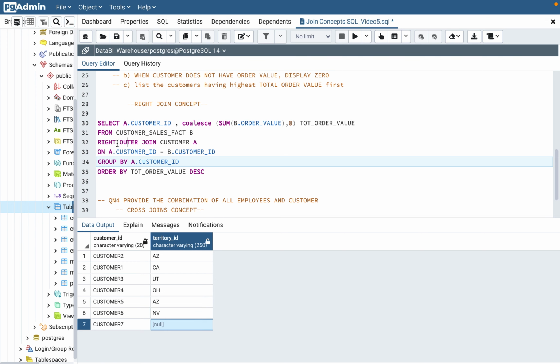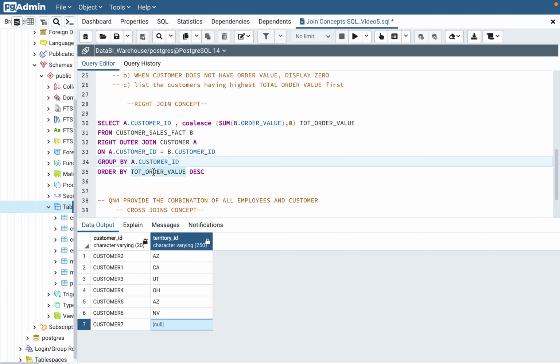Here we are using a right outer join. Right outer join is similar to left outer join. In case of right outer join, it will bring all the data which is right of this clause. Right of this clause, what is there? Customer, right? And left of it is customer sales fact. So it will bring all the customers even if they did not have the sales, and join on customer ID. Then group by customer ID, because you are using a summation function, so you have to use a group by, right?